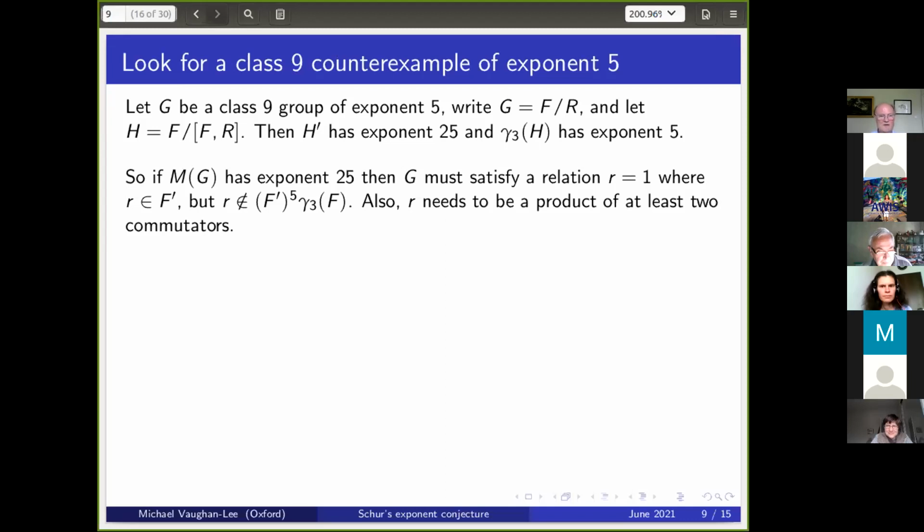So if you want M(G) to have exponent 25, then G must satisfy a relation r equals 1, where r is in the derived group, but r isn't in the fifth power of the derived group times gamma 3. Also, r needs to be a product of at least 2 commutators, because it's easy enough to see that if r is a commutator, a relation which is a commutator relation, then the order in H divides the exponent of G.